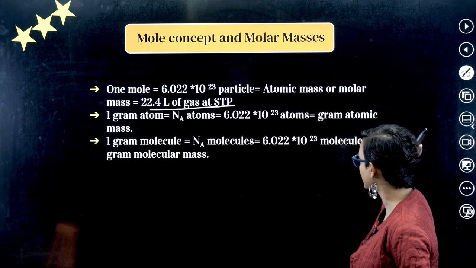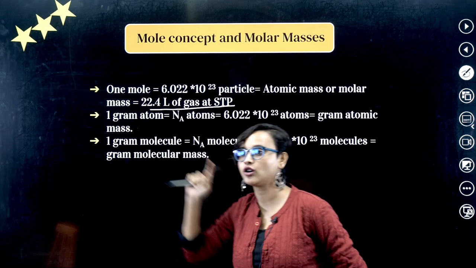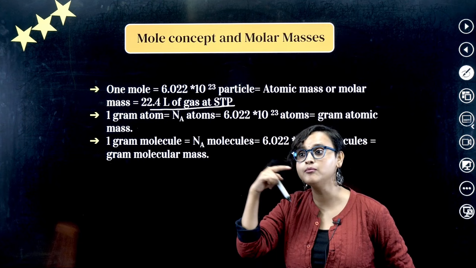If you take 1 gram of atom, which is equal to 6.022 into 10 to the power 23, this will become gram atomic mass. If you take 1 gram of molecule, which is equal to Avogadro number of molecules, that means it will become gram molecular mass. Okay, all right.